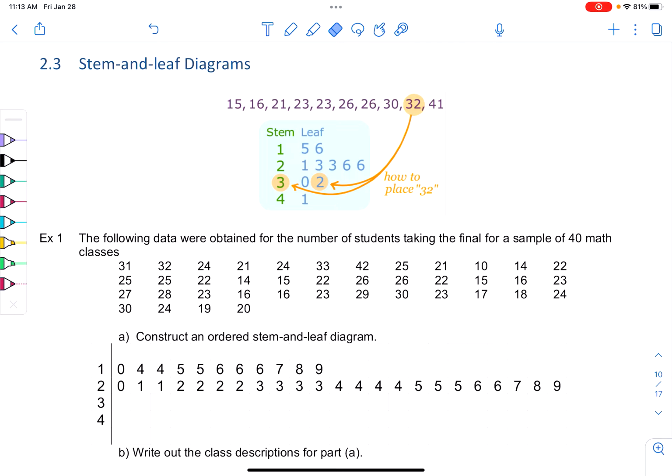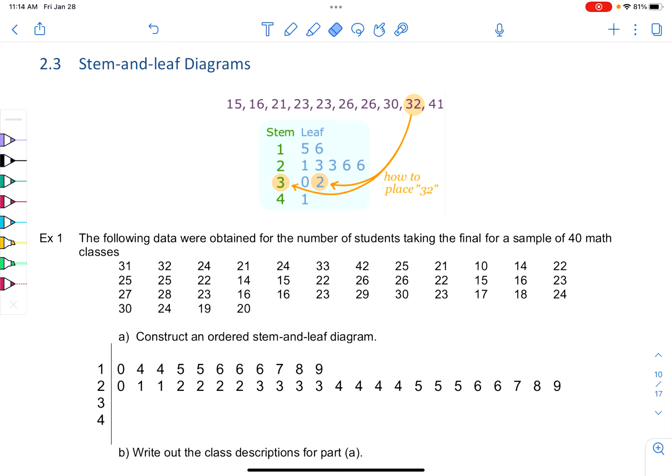Section 2.3, stem and leaf diagrams, and we'll do examples 1 and 2. So I started off with an example of what a stem and leaf diagram is. Our raw data is this first row of numbers: 15, 16, 21, 23, 23, 26, 26, 30, 32, 41. We're organizing them into this new graph that uses numbers rather than bars and dots. So it's a little funny looking graph.